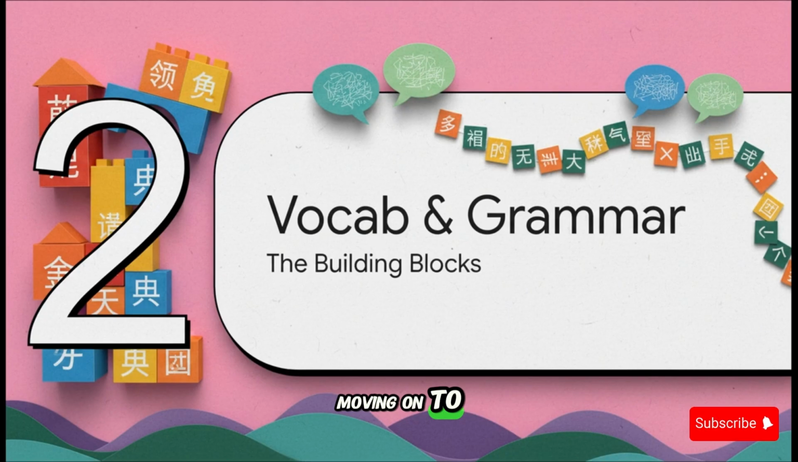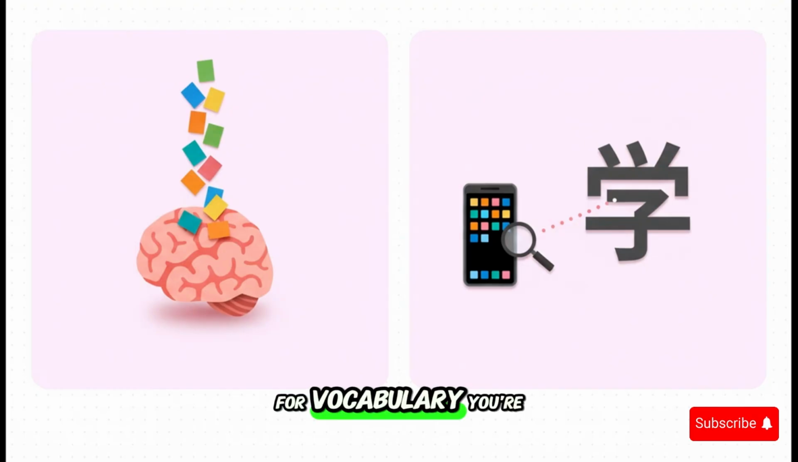Okay, moving on to Section 2, building your vocabulary and grammar. So once you've got a basic handle on the tones, it's time to start gathering the raw materials of the language, the words and the rules for putting them all together. For vocabulary, you're going to need a two-pronged attack. And guess what? Both tools are free.